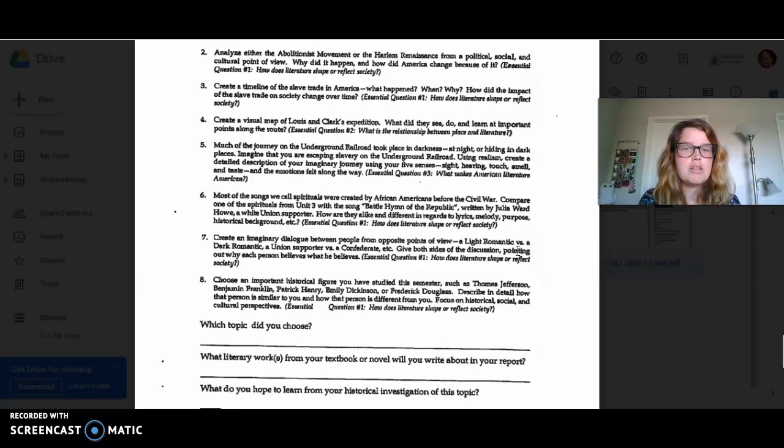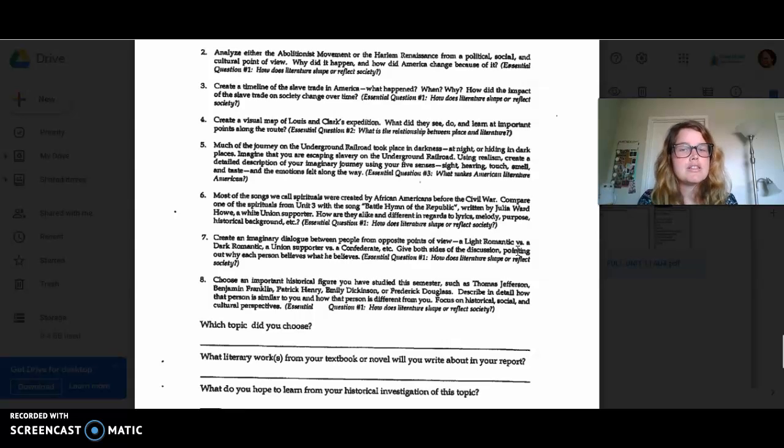Just like this happened then, and this is when, and this is why, and this is how it changed over time. That would be probably the end. 4, you're going to create a map, right? A visual map of Lewis and Clark's expedition. What did they see, do, and learn at the important points along the route?